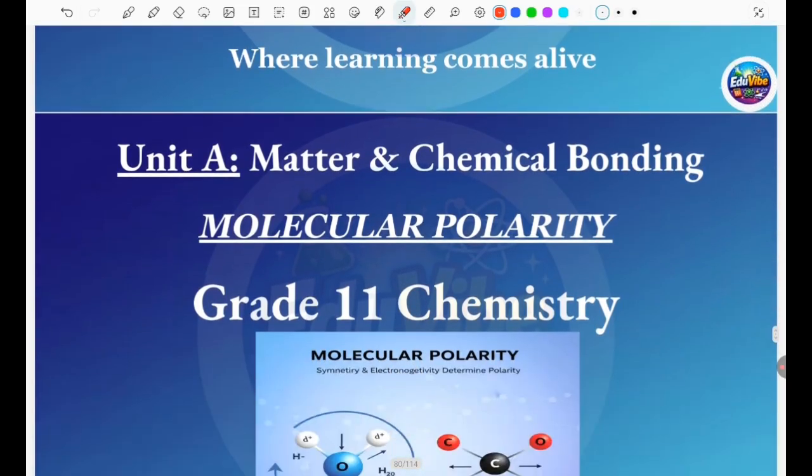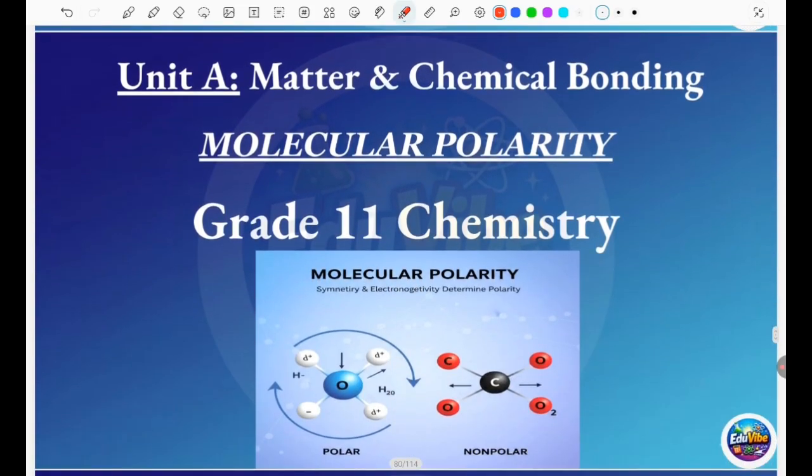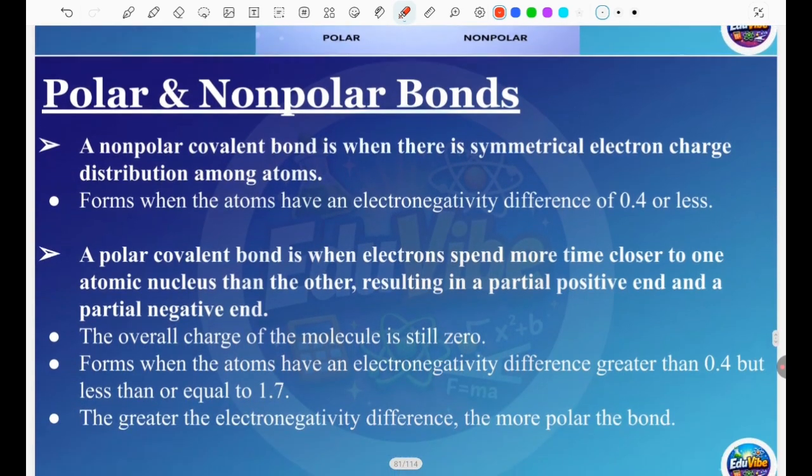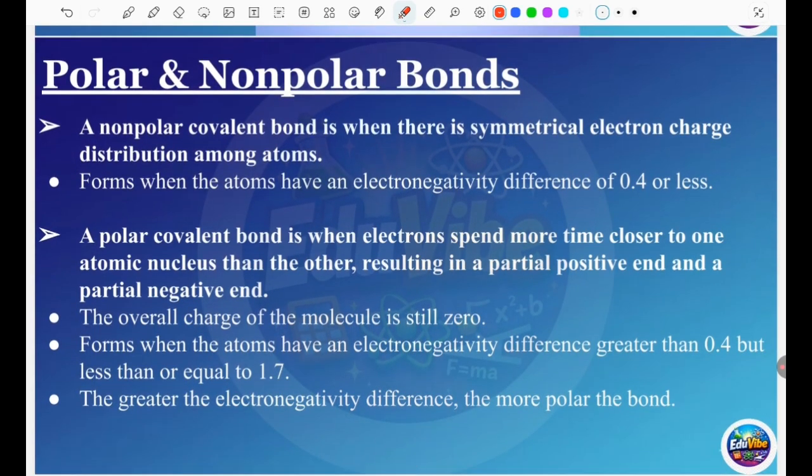Today we will start with another topic of matter and chemical bonding, which is molecular polarity. This topic is more of a theory part. We will learn about what polar and non-polar bonds are. This is grade 11 chemistry, and we are doing molecular polarity today. So let's start with what polar and non-polar bonds are.